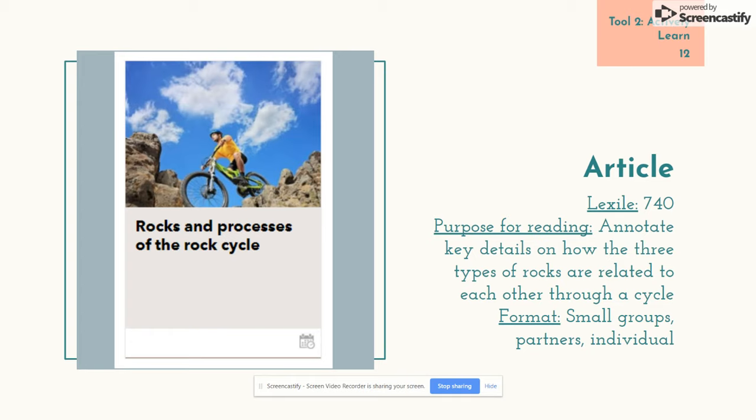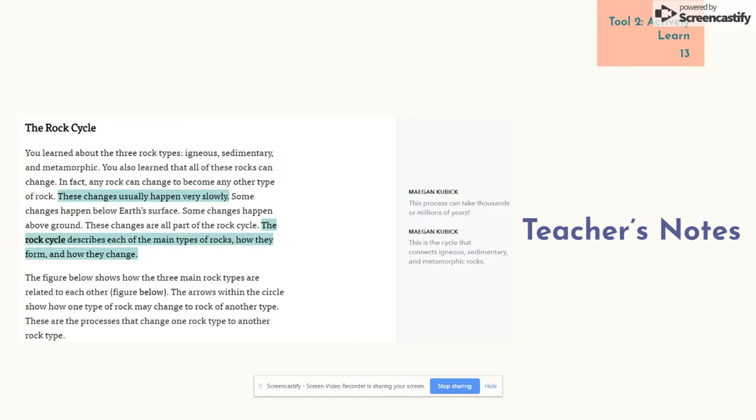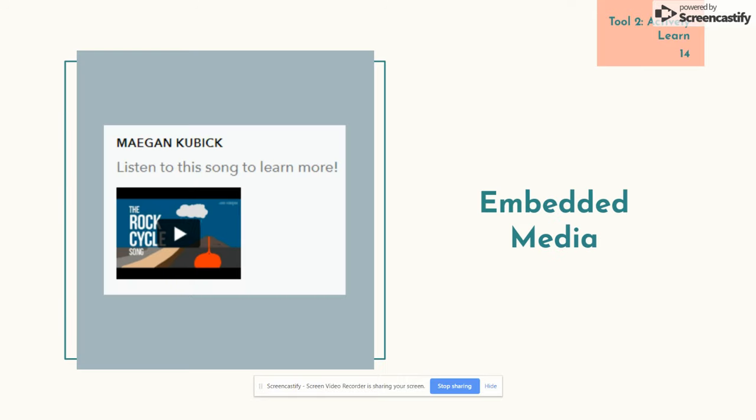Now, the format of how students will read this article will depend on their ability level and teachers available. They might be placed into a small group with a support teacher. They can choose to work with a partner. They can choose to work individually, or they can choose to work with a general education classroom teacher. Throughout this article, there have been teachers' notes that are embedded to help students understand various information. There's also embedded media such as music to help solidify some of the ideas in the article, especially for those auditory learners.